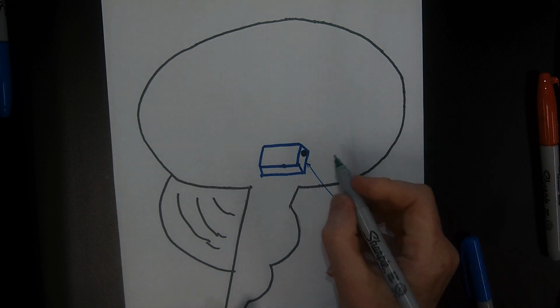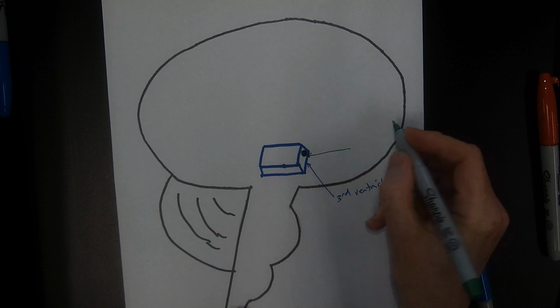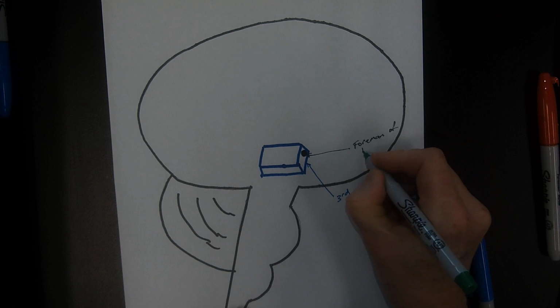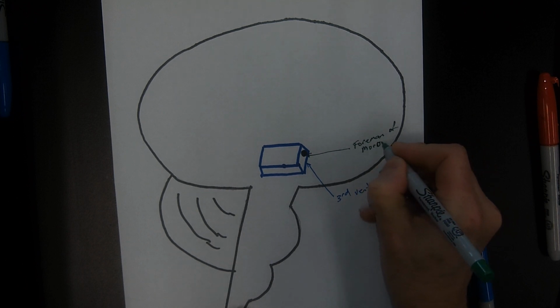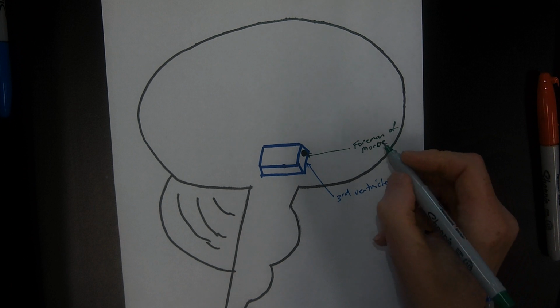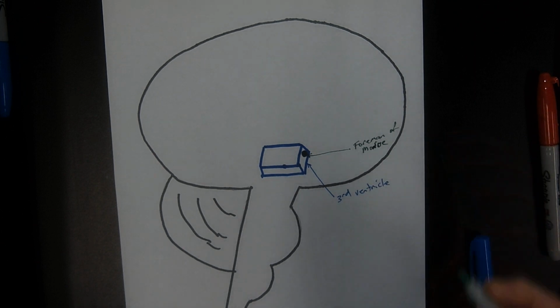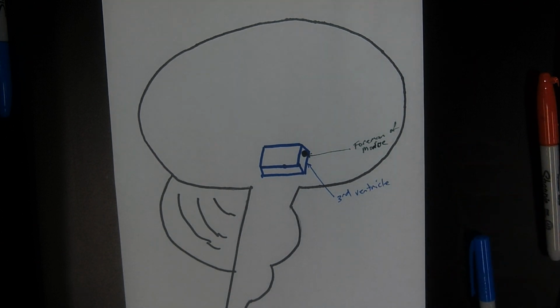That hole has a name. That's called the foramen of Monro, M-O-N-R-O-E. Foramen of Monro is nothing more than a hole in the top corner of the third ventricle on one side, and there's one on the other side. We just can't see it because we cut this in half.